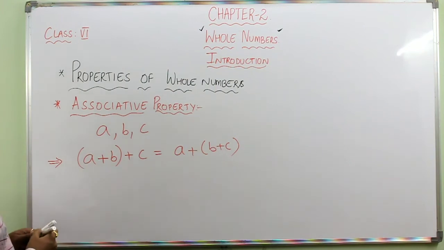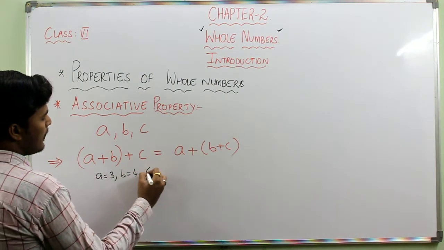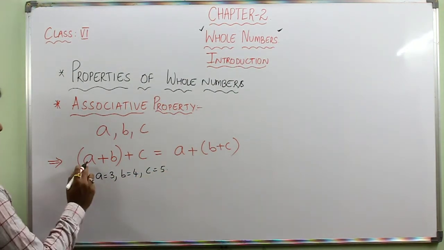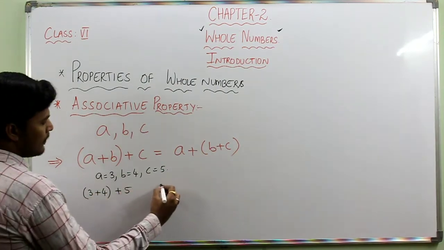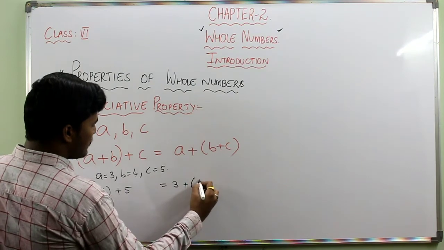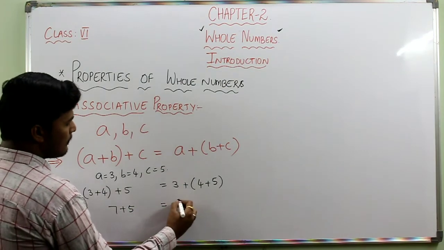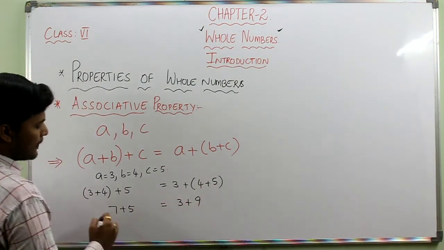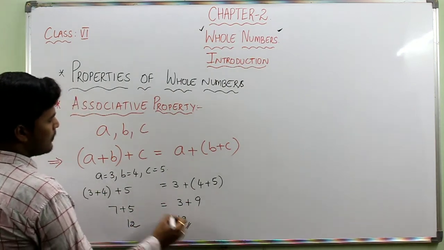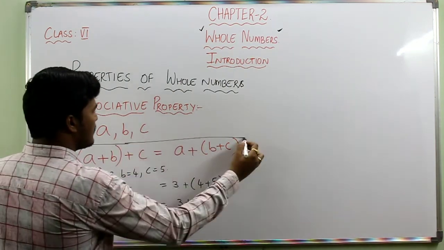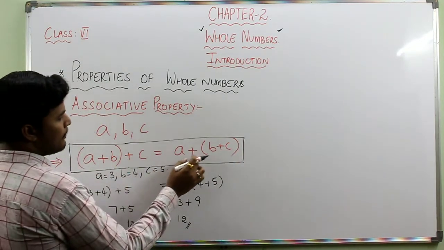Let us verify this by taking certain values. a is equal to 3, b is equal to 4 and c is equal to 5. So a plus b plus c, that is 3 plus 4 plus 5, is equal to 3 plus 4 plus 5. 3 plus 4 is 7. 7 plus 5 is how much? 12, which is equal to 12. So therefore, the associative property for addition is a plus b plus c is equal to a plus b plus c.